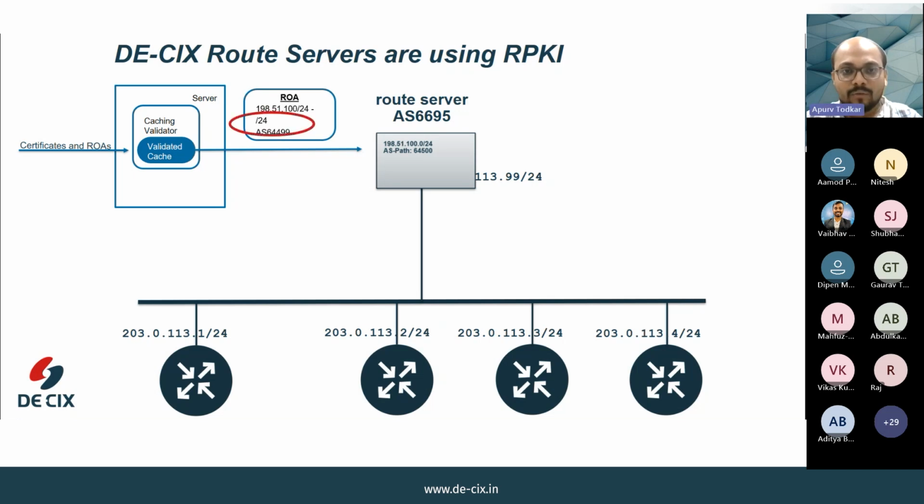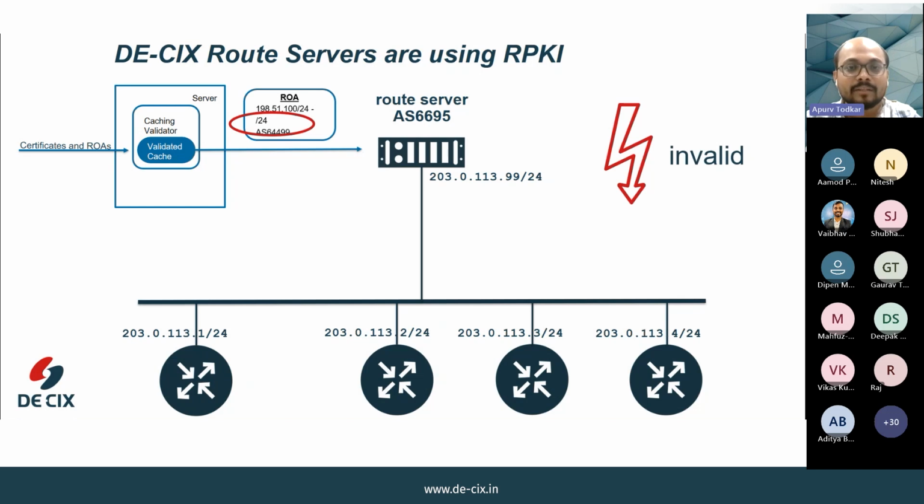In that case, the route server drops the prefix and does not share it with any other customer. So this helps prevent incorrect or unauthorized routes from spreading across the DE-CIX peering segment. One more. Let me show you how RPKI works with the third case.